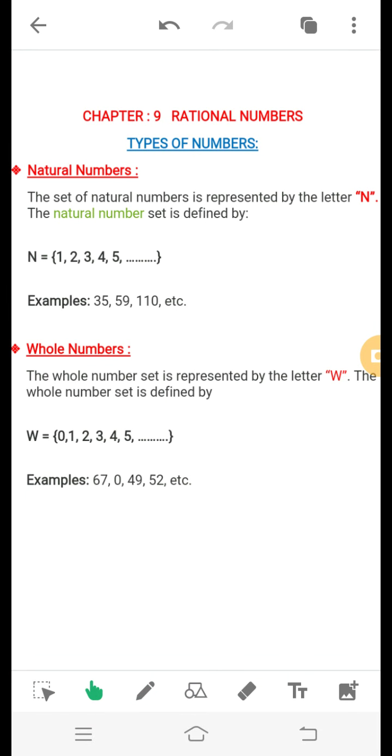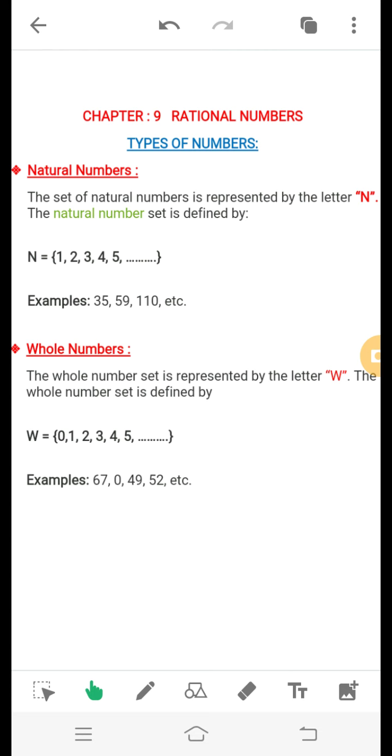Chapter 9, Rational Numbers. Before that, let us understand types of number. Natural numbers. What is a natural number? The numbers that start with 1 and go up to infinity. These are all the natural numbers, and we denote the natural numbers by capital N.